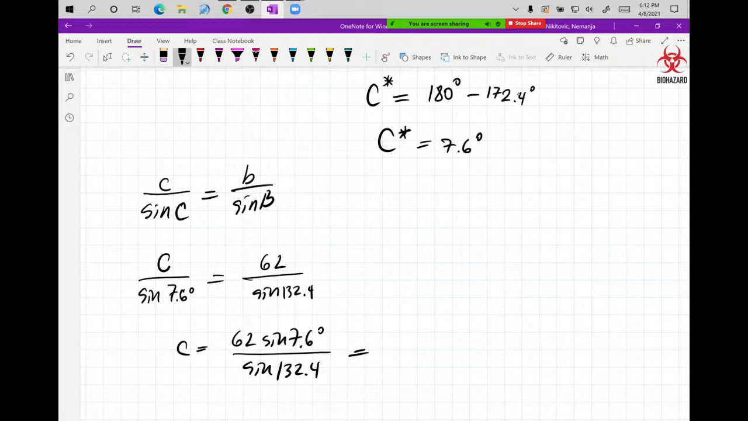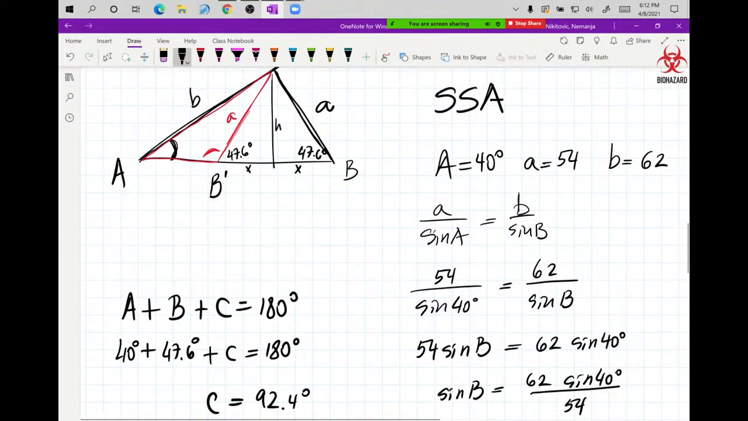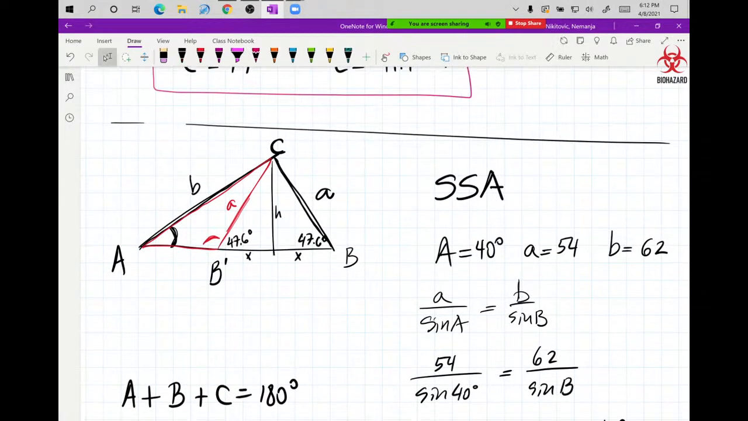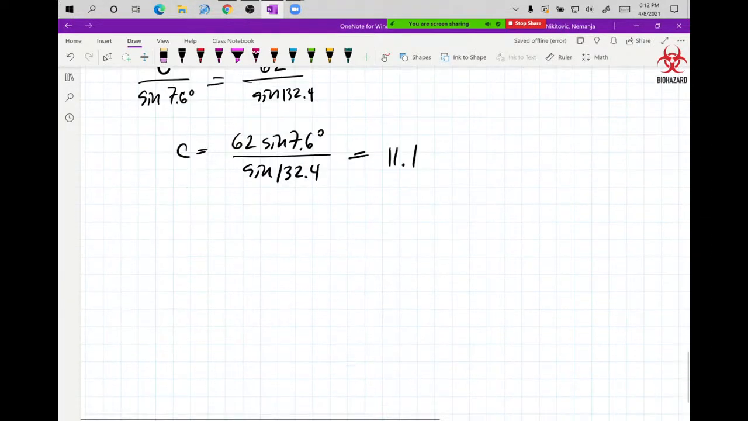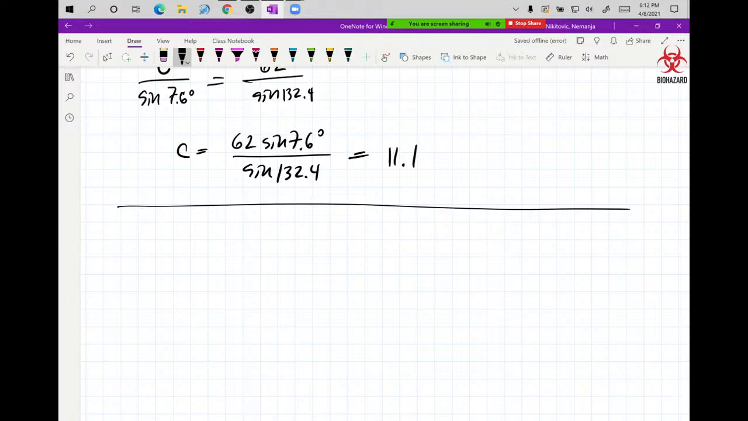And I had to type it twice. 11.1. Okay, so that's the second set. Why did we get it? Because of the possibility of something like this happening in the triangle, and it only happens when you have side-side-angle. So now we have two solutions, and let's list them. And believe it or not, that's it.